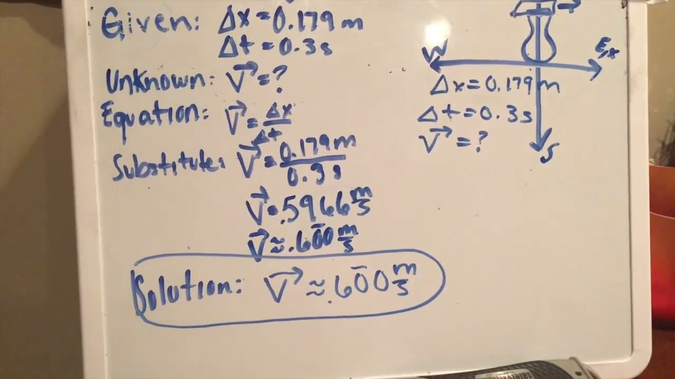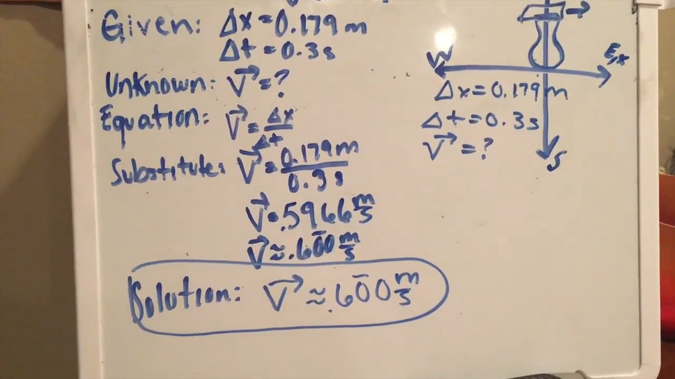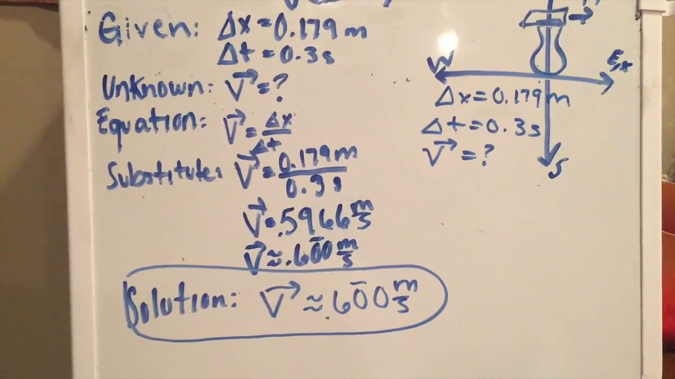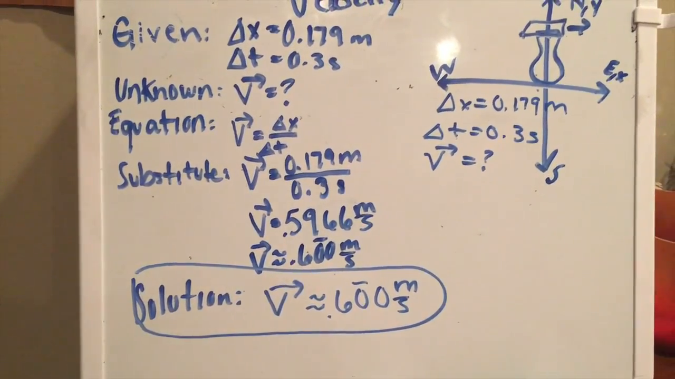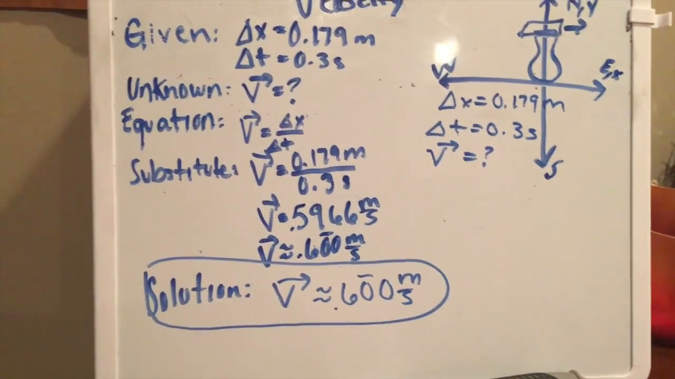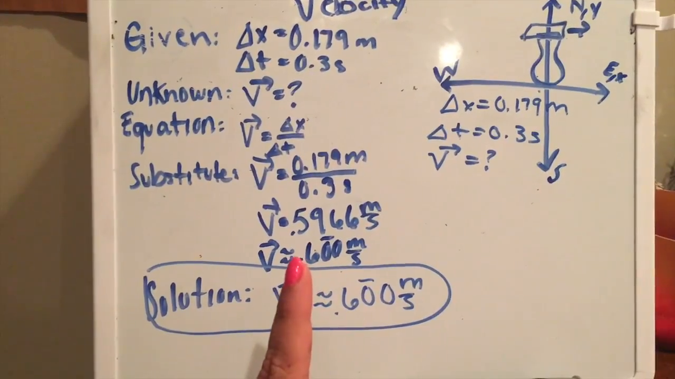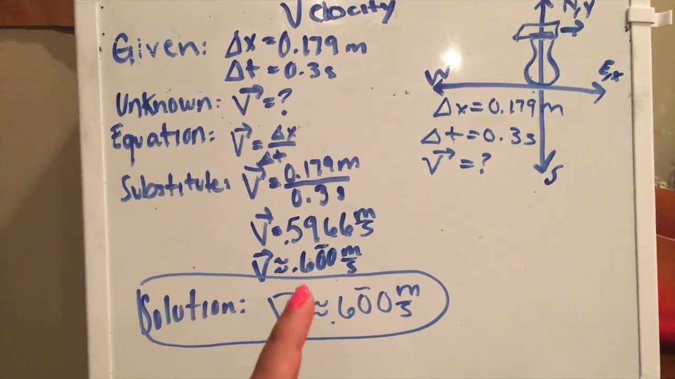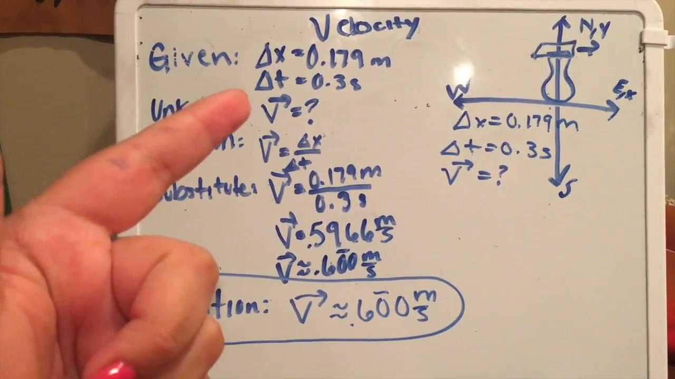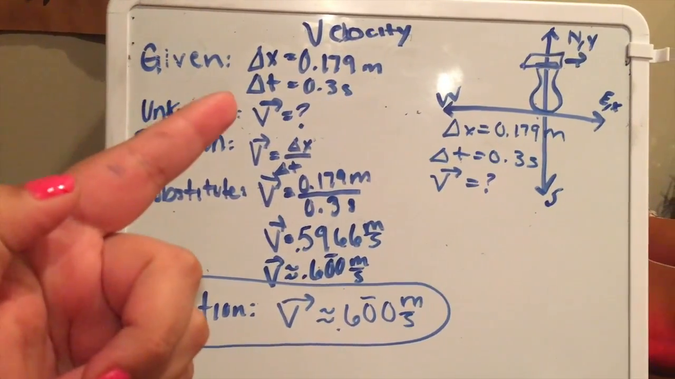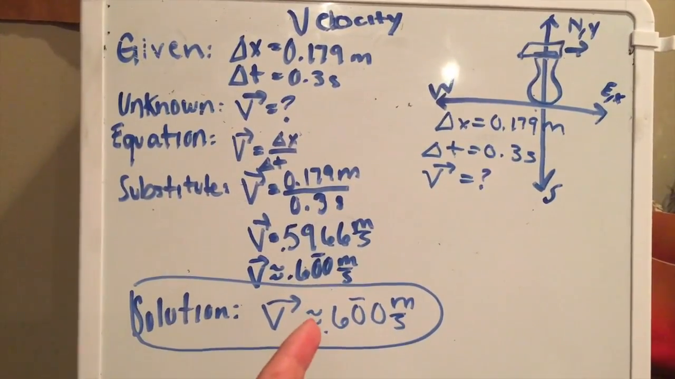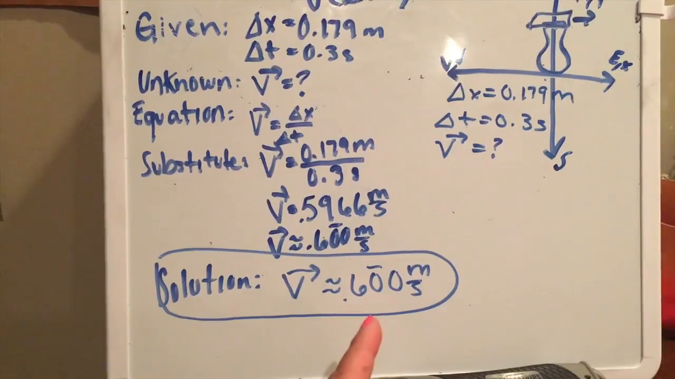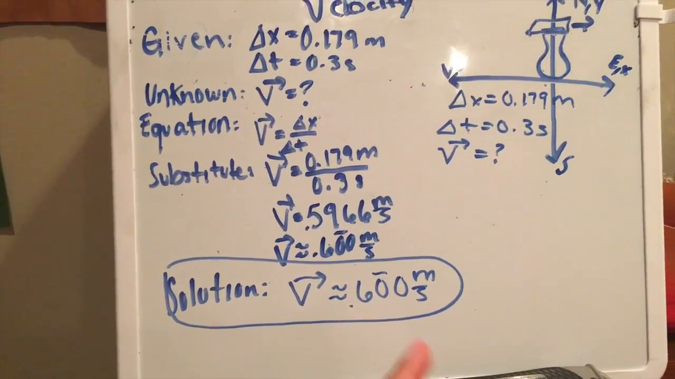So we substitute that into the equation: 0.179 meters divided by 0.3 seconds, and we get velocity equals 0.5966 meters per second. So we round that to the nearest sig fig because we only need one, and that is 0.6. Our solution is velocity equals 0.6 meters per second.